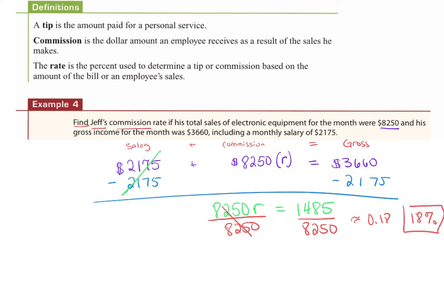Find Jeff's commission rate. Did we answer everything they wanted us to answer? Yeah, they didn't ask for anything else. His commission rate is 18%. So every month he's going to get $2,175 plus 18% of whatever he sells, and that will be his monthly paycheck.